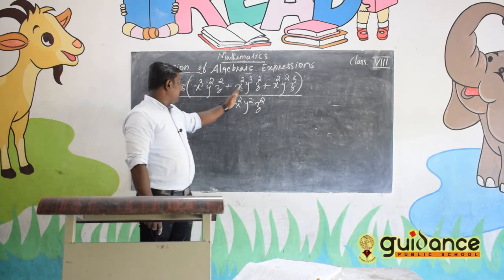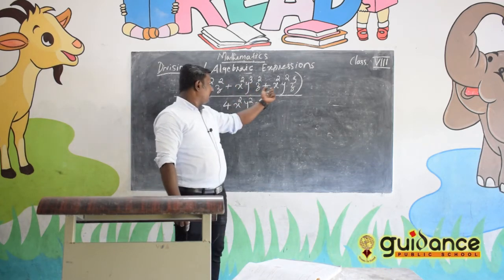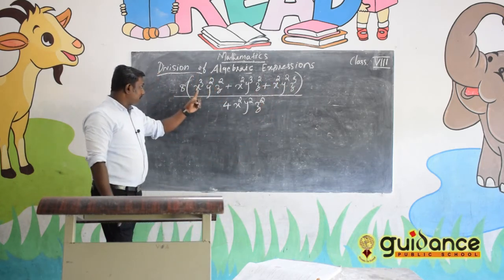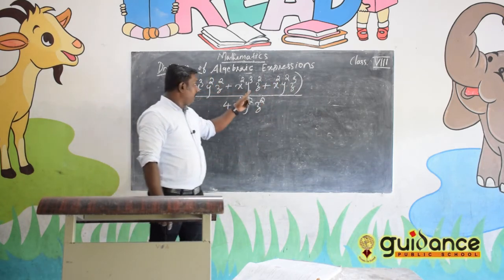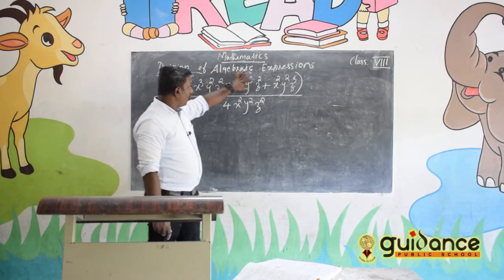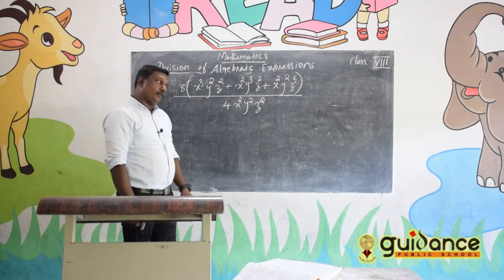The second term is x square y cube z square. Then the third term is x square y square z cube. You can see that the first one is a cube, the second one is a cube, the third one is a cube, so we can consider them as one term. Here we have three terms. Already 180 is common outside.